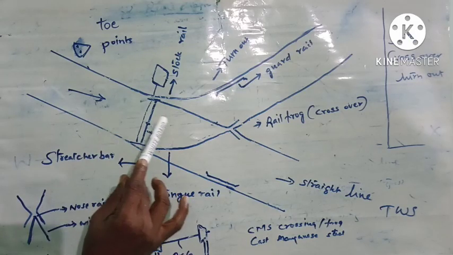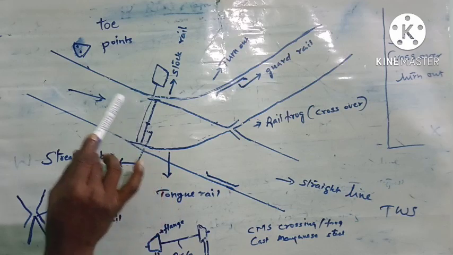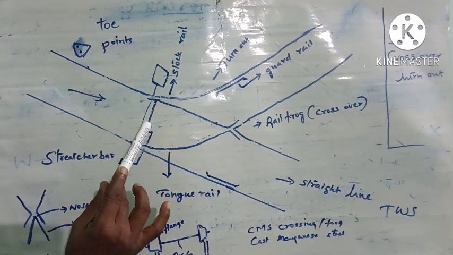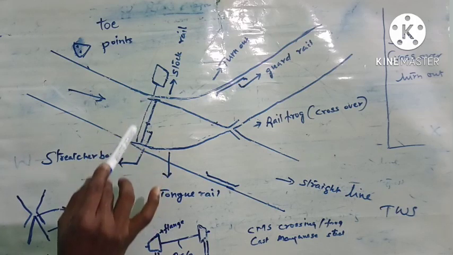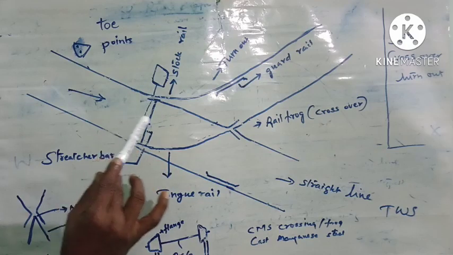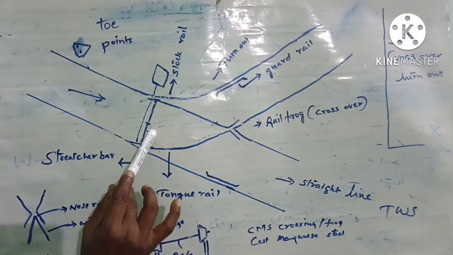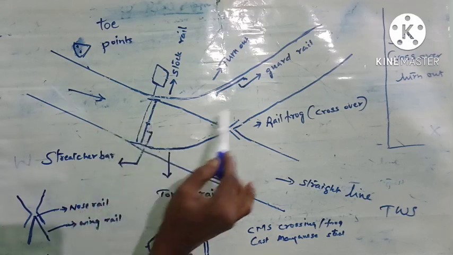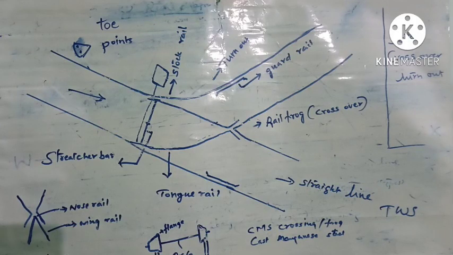So a facing point can be distinguished by the fact that when a train is approaching the points, it is facing the toe of the tongue rails, meaning the end of this tongue rail. So if it is facing the toe of the tongue rails, and also if it is directed to two routes, then it is called a facing point.